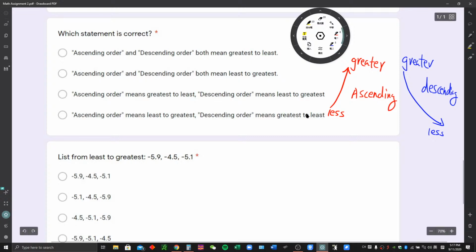This is wrong. Both mean least to greatest. That's also wrong. Ascending means greatest to least. No. Ascending means least to greatest. Yes. And descending means greatest to least. Yes. So the answer is this one.